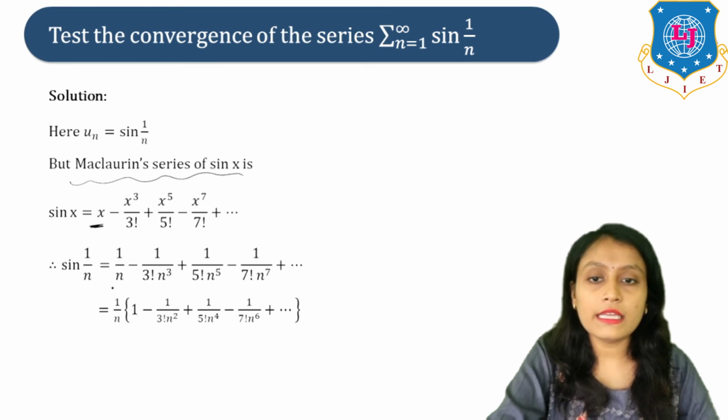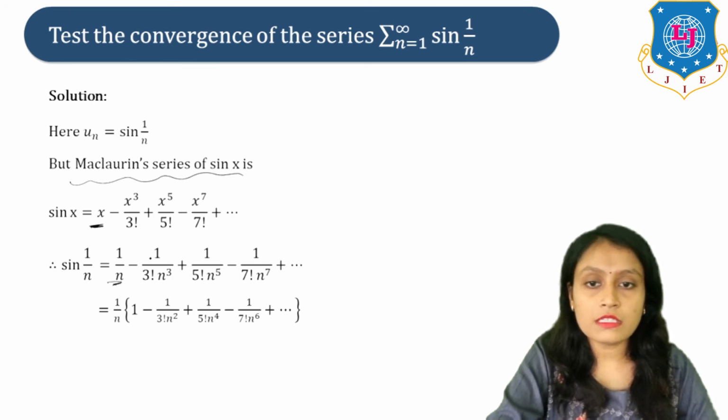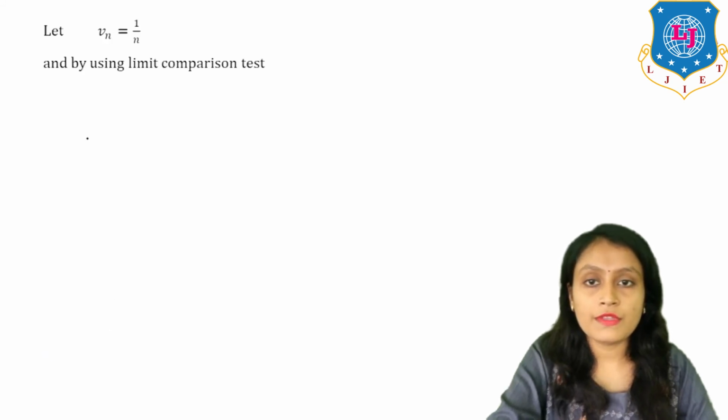Now we will take this 1 upon n common. So you will get 1 minus 1 upon 3 factorial, n will decrease, so here we have n square, then here we have n raised to 4 and so on. Now we will suppose Vn. So Vn is 1 upon n and we will apply the limit.